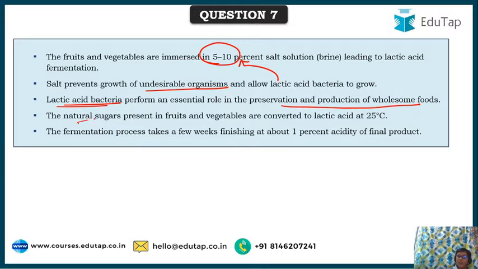The natural sugars that are present in fruits and vegetables are converted to lactic acid at 25 degrees centigrade. The fermentation process takes place for a few weeks, and then the finished product has about 1% acidity. So this is on food processing.